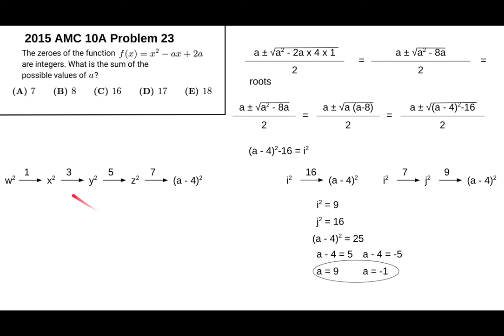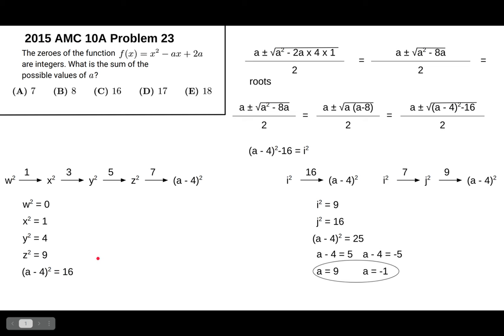So now we have another possible equation. W squared plus 1 is x squared plus 3 is y squared plus 5 is z squared, and z squared plus 7 is (a minus 4) squared. We can again find (a minus 4) squared. W squared has to be equal to 0, x squared has to be equal to 1, y squared will be equal to 4, z squared is 9, and (a minus 4) squared is 16. We can verify: 1 minus 0 is 1, 4 minus 1 is 3, 9 minus 4 is 5, and 16 minus 9 is 7. So now (a minus 4) squared is 16.